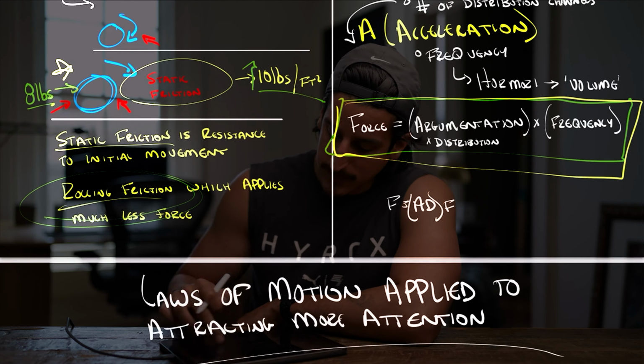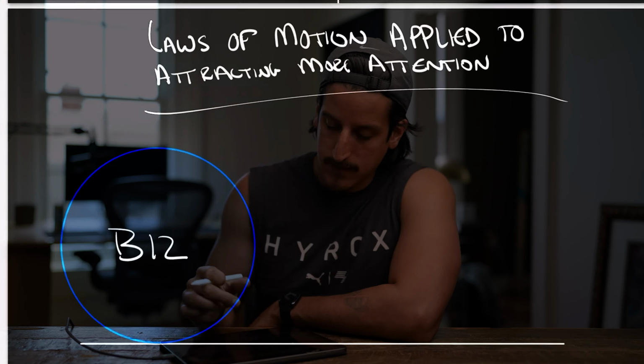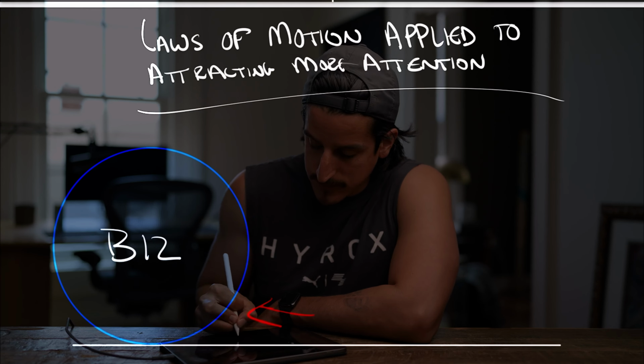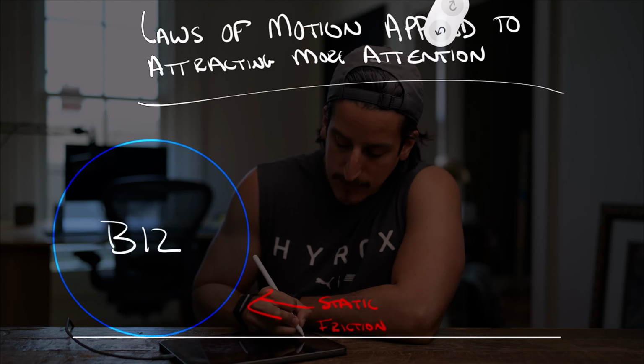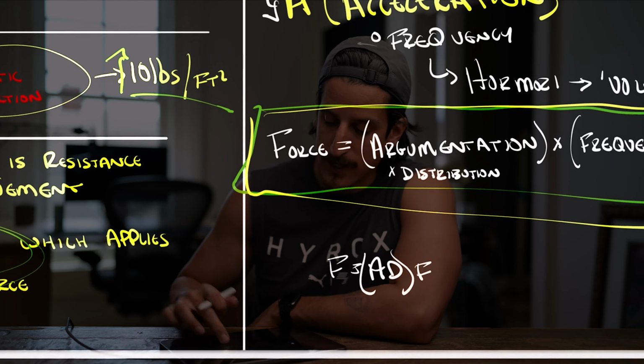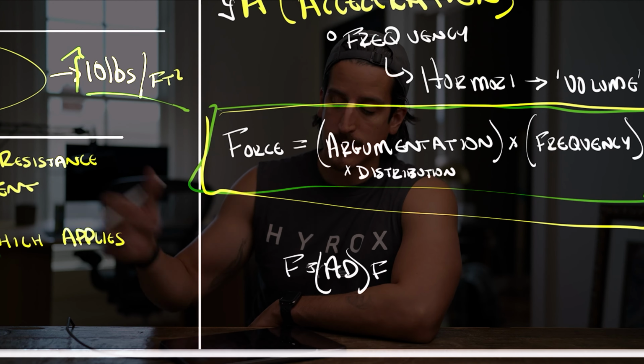If we go back to the ball, I'm gonna go down here for a second and we're just gonna make a new ball. Meaning, let's say this ball is your business. Then if you want to beat static friction, which is imposing force against the ball, the way you calculate the force you need to apply to move the ball is the equation we have here. Force equals argumentation times frequency.